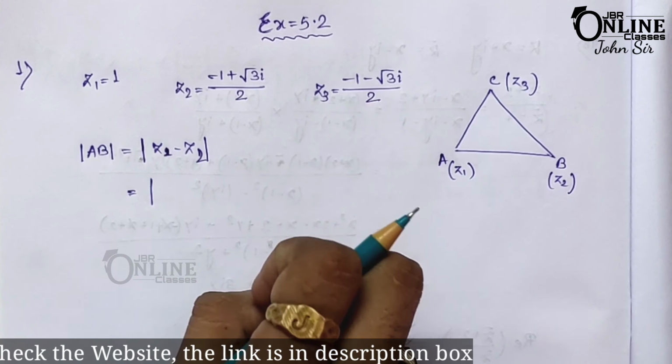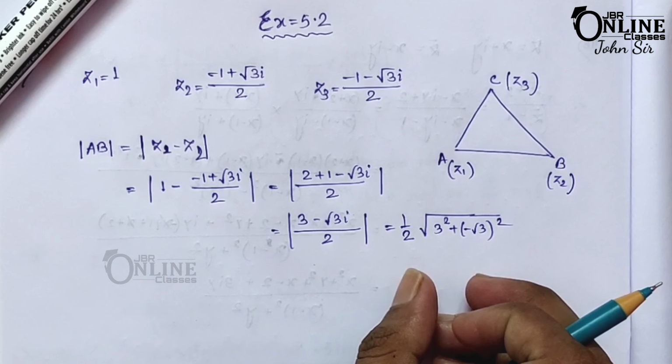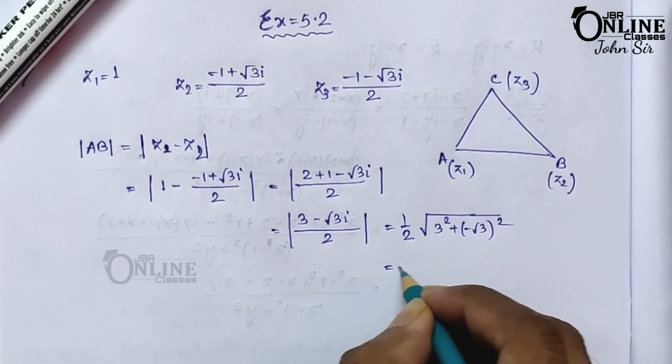This one will be 3 square plus minus root 3 whole square, because you know that the formula of mod x plus iy equals root over x square plus y square. So half into 9 and 3, so it's 12. That means root 12 by 2. Now 12 means 2 root 3, so 2 root 3 by 2 cancel out, so that equals root 3. So mod AB equals root 3.